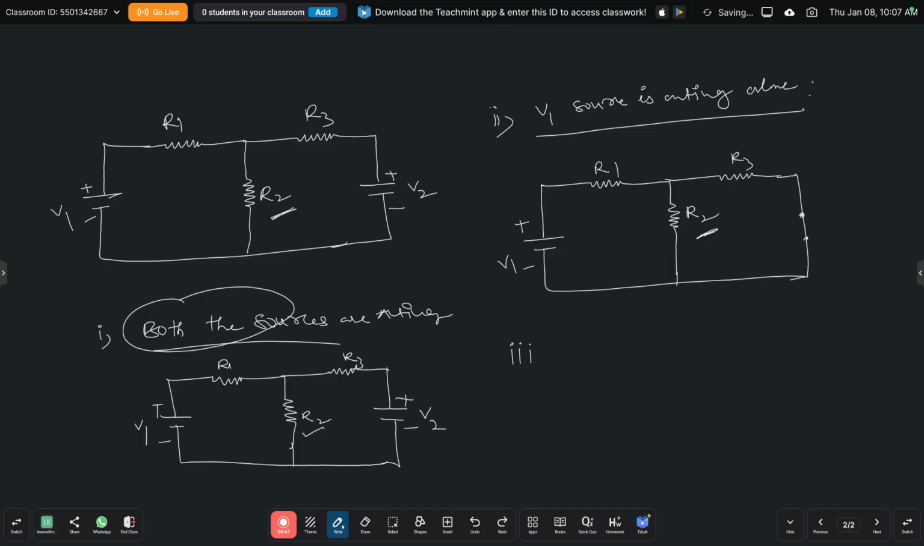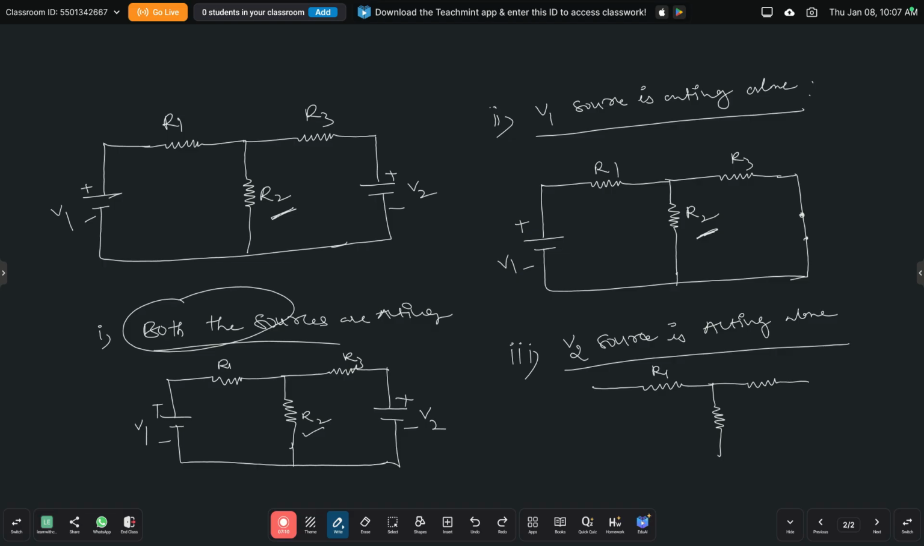Next, third case. The third case is the V2 source acting alone. So again you just draw the circuit. Here resistor R1, resistor R2, and resistor R3. This is R1, R2, and R3.